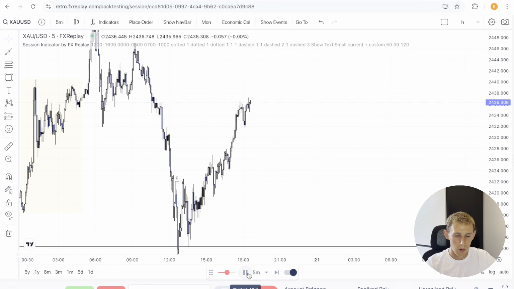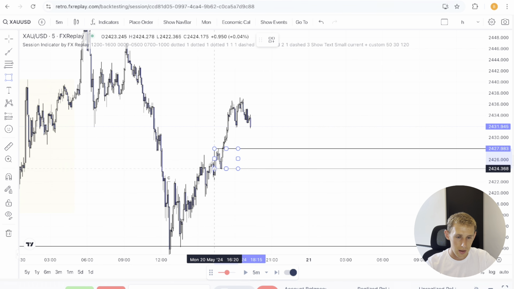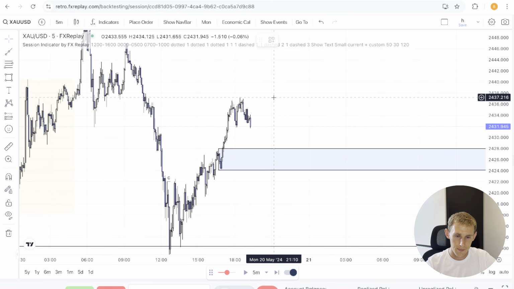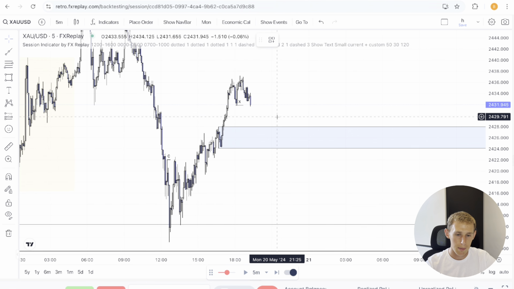Okay, so it looks like it's probably gone without us. Maybe this area, if we can see a pullback into it. Why am I entering on this area? Because we've had this push up. Price has created some liquidity above the area.